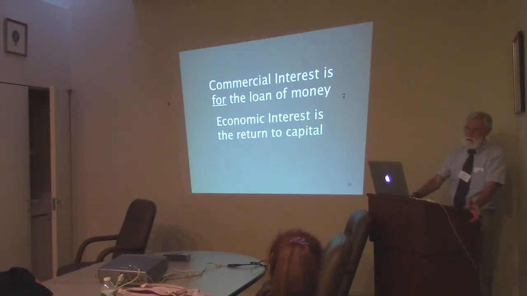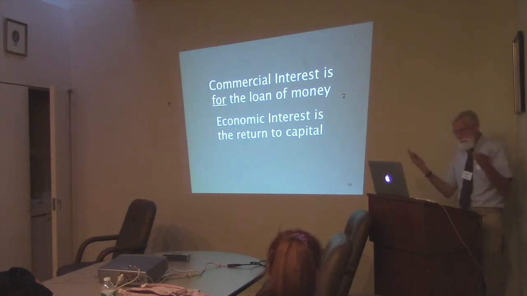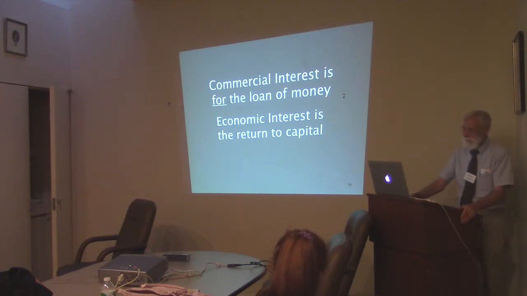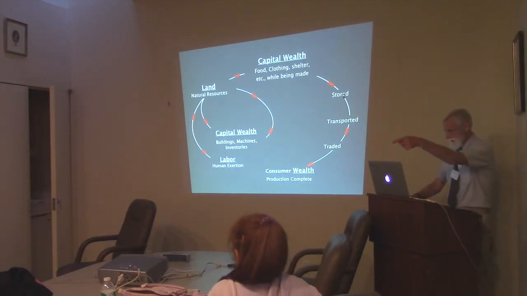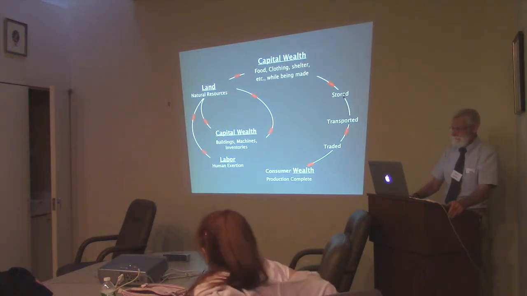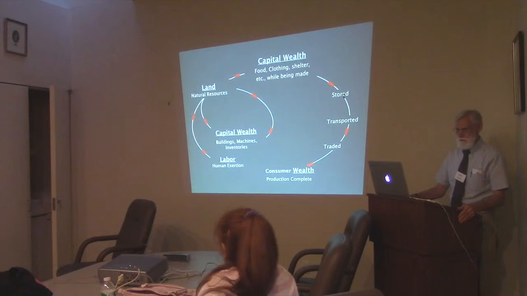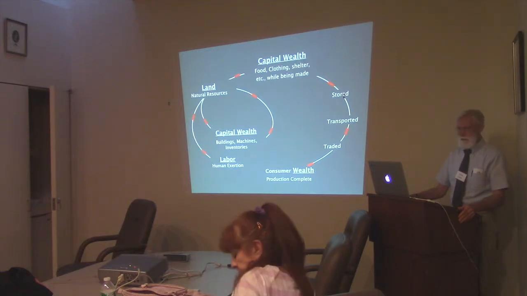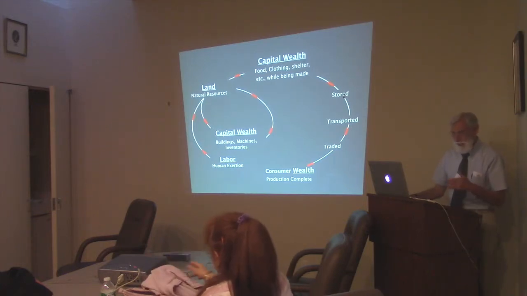We say commercial interest is for the loan of money. Economic interest is the return to capital. But of course, as I acknowledged before, money is almost always the medium by which all these things take place. If I could borrow money at a lower rate of interest than I could borrow capital, I can exchange the money for capital. So the Federal Reserve, of course, lowers interest rates, and we go, hey, I can borrow the money, I can go out and buy the capital and use it. And that way I can get capital indirectly at a lower rate.